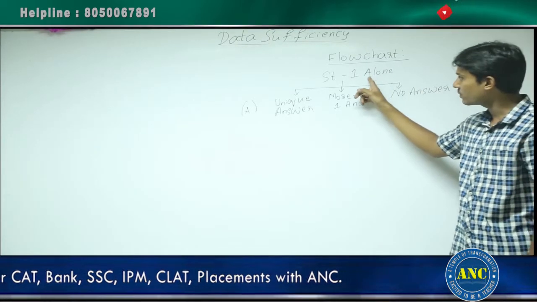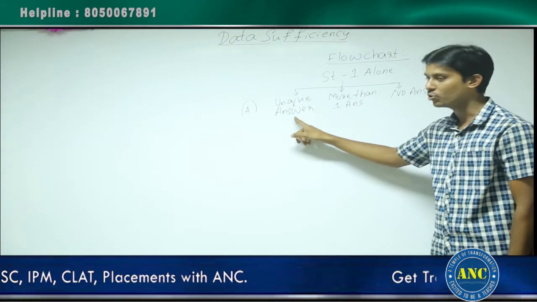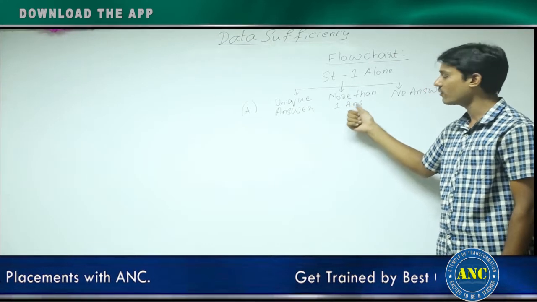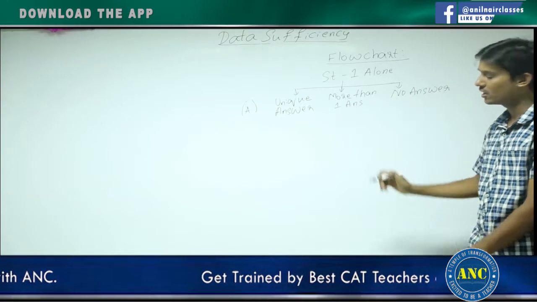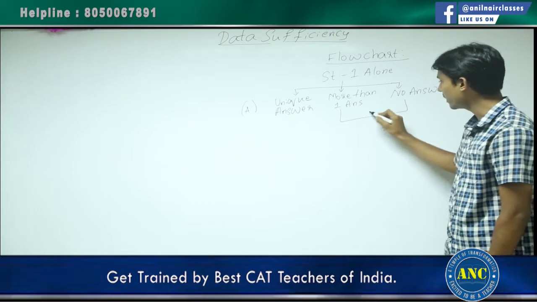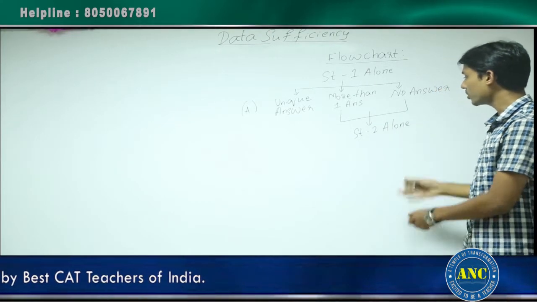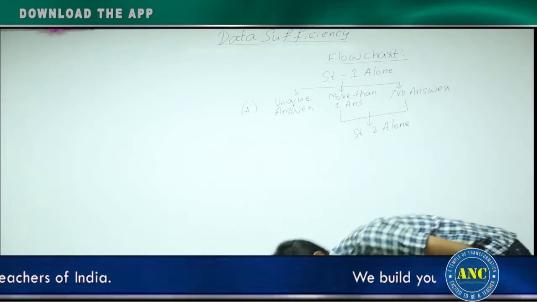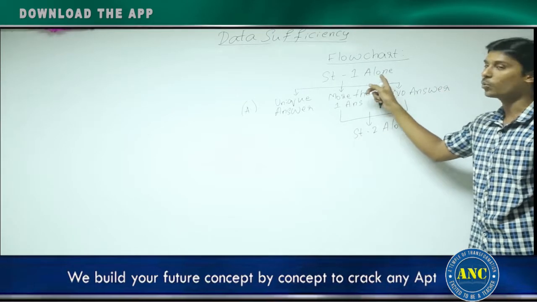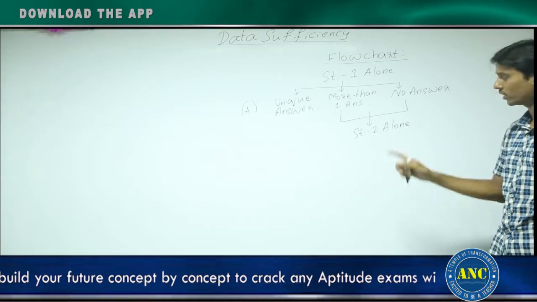When you are taking statement 1 alone, if you are not getting a unique answer, if you are getting more than one answer, or if you are getting no answer, then only you need to go for statement 2 alone. Again, what is statement 2 alone? Statement 2 alone means statement 1 does not exist.